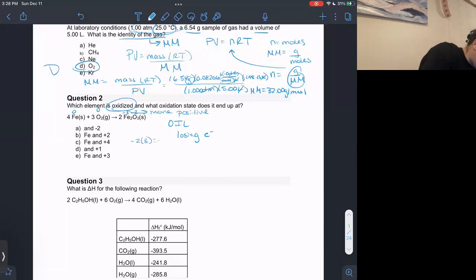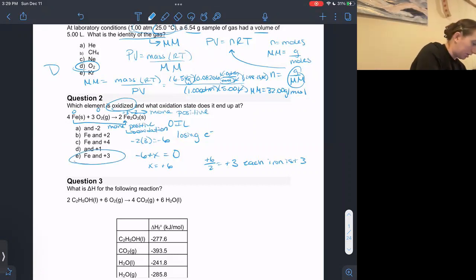-2 times 3 is -6, so -6 plus x is equal to 0, and then x is +6. Plus 6 divided by 2 is plus 3, so each iron is plus 3. This is getting more positive, which is oxidation. And so that'll be iron, plus 3.